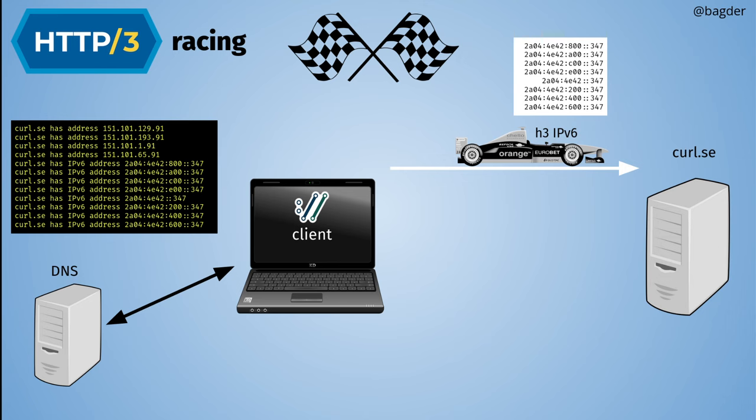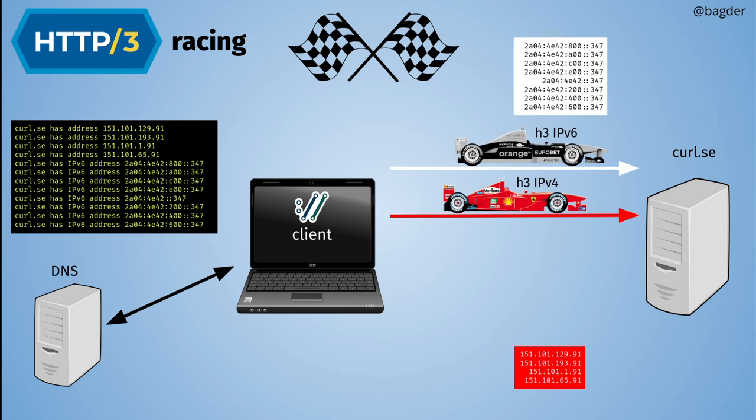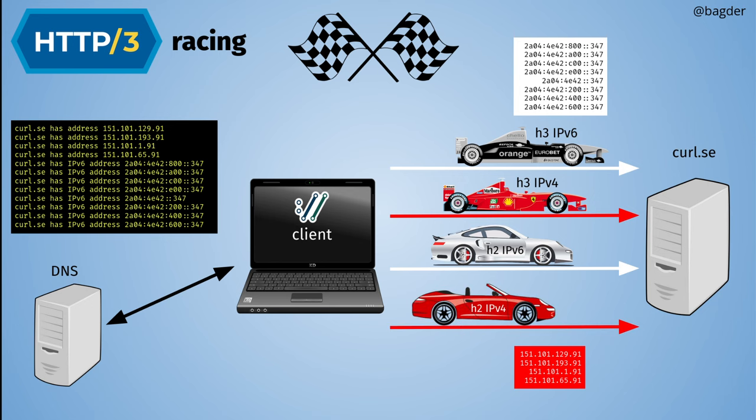and with a slight delay we start the HTTP3 IPv4 car, which gets a set of IPv4 addresses to try to set up QUIC to these addresses, and again, delayed a little bit more, we set up the HTTP2 IPv6 attempt, and then slightly after that we set up the HTTP2 IPv4 attempt. So the IPv4 attempts used IPv4 addresses, and the IPv6 attempts used IPv6 addresses, and the first one that wins wins, and all the ones that didn't win get discarded and thrown away.